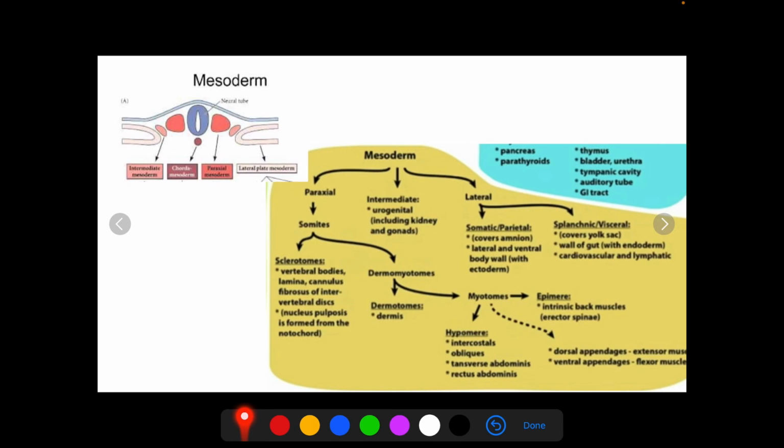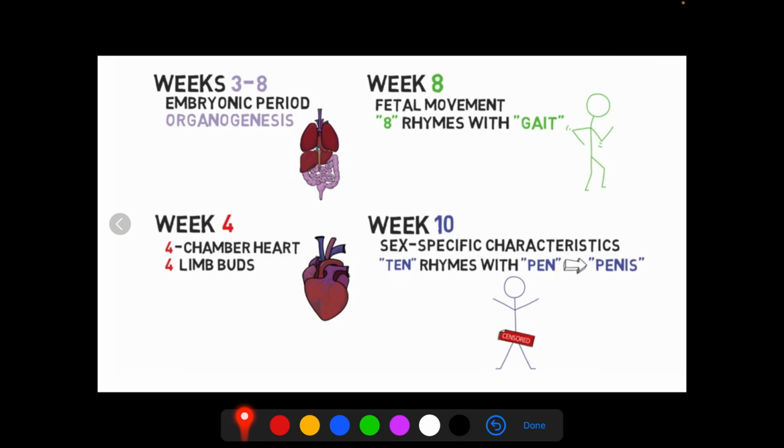Regarding mesoderm, as we said, paraxial is near the neural tube, near the spinal cord. So it forms the vertebrae, body of the vertebral disc, nucleus pulposus, which is formed by the notochord. And the intermediate is, as we said, the urogenital system, kidney and gonads. The lateral, somatic and upper part, and the splanchnic cover the yolk sac, as we say, and form the vascular system. That's an easy mnemonic to memorize things.